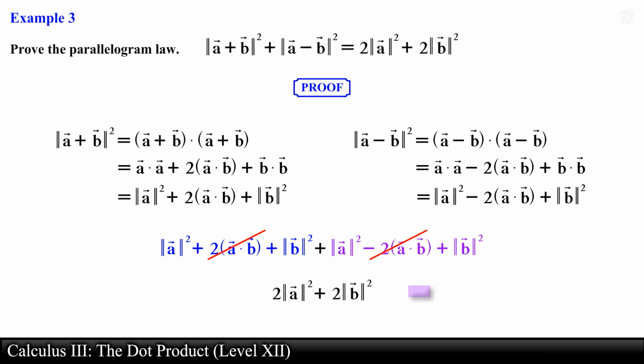Alright, and this ends the dot product series. In the next series of videos, we will focus on the third way of multiplying vectors, called the cross product.